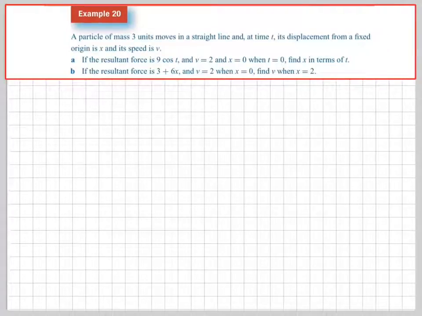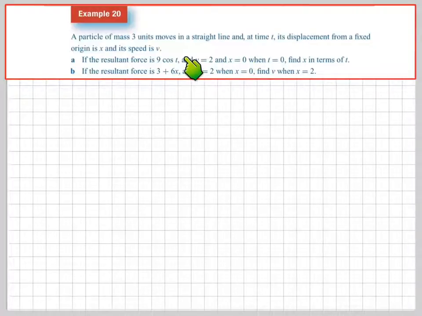This is the second of 2 in this short, sharp and terrific little video on variable forces. Now, a particle of mass 3 units, 3 something or others, we don't know what, moves in a straight line, and at a time t its displacement from a fixed origin is x. Yes, at time t, that's all right, and its speed is v. Righto, the resultant force is 9 cos t. Okay, that means accelerations in terms of time as well, because F is ma, as we know, and we've got v is 2 and x is 0 when t is 0. Your boundary conditions in terms of time, everything looking good.